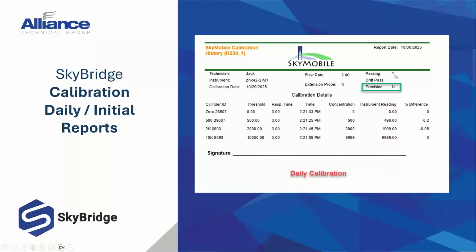Now the next page is going to be the daily calibration, precision no, passing yes, it passed. And of course, it has the technician name, the instrument, the date, whether you had an extended probe or not, the flow rate, and this is the precision calibration for that. And again, you can sign this and save it into the folder as well. Okay. Have the technician sign that.